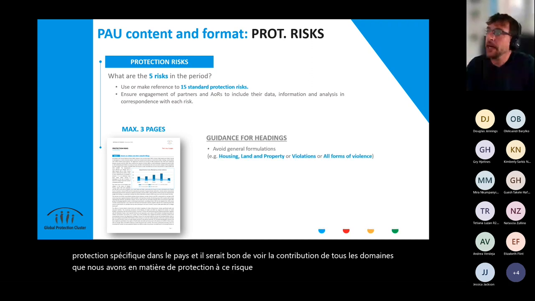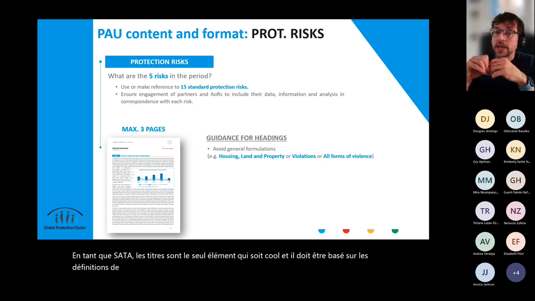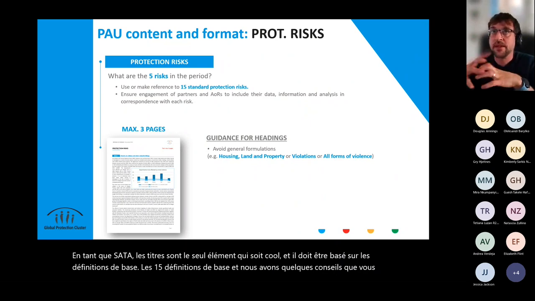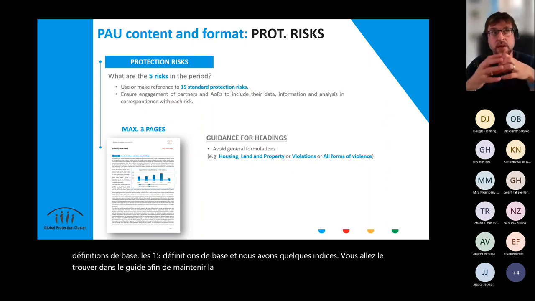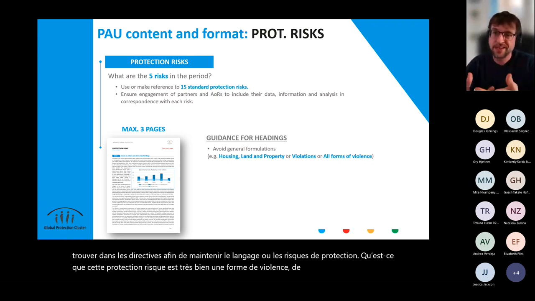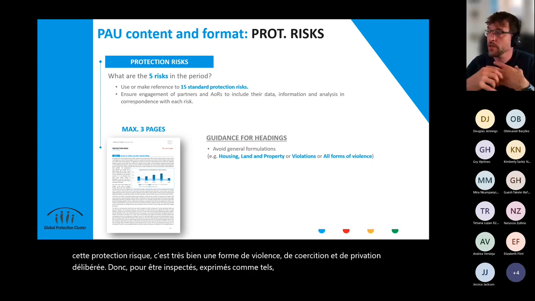As said, the headings are the only element that is core, and they have to be based on the core definitions, the 15 core definitions. And we have some hints, you're going to find them in the guidance, in order to maintain the language of protection risks. What does that mean? Protection risks are, as you know very well, a form of violence, coercion, and deliberate deprivation. So in order to be expressed as such, they have to maintain certain minimum language.